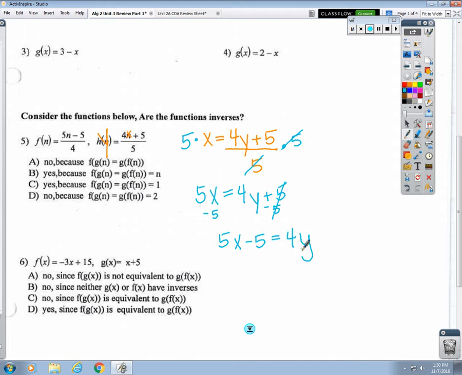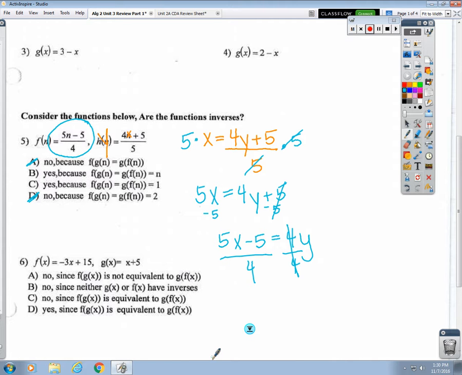And now what do I do last to solve for y? Divide by 4. And those cancel out. So don't I have y equals (5x minus 5) over 4? Doesn't that look just like this one? So that lets me know, yes, they are inverses, because when you do one's inverse, it gives you the other. So that marks out A and D.